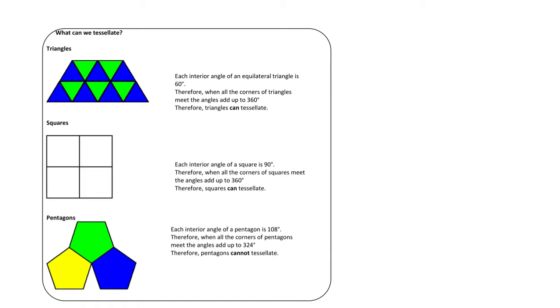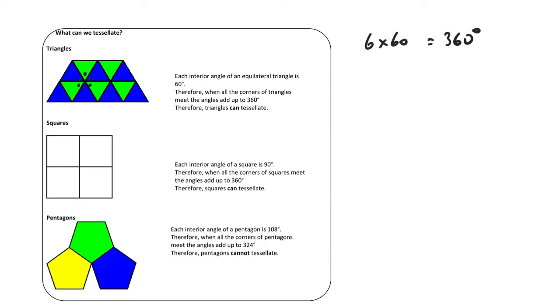So what can we tessellate? We can tessellate triangles. Each interior angle of an equilateral triangle is 60 degrees. Because all the corners meet at a point, and those 6 corners all add up to 360 degrees, that means they can tessellate. So in the triangle example, we have 6 times 60, which is 360 degrees.